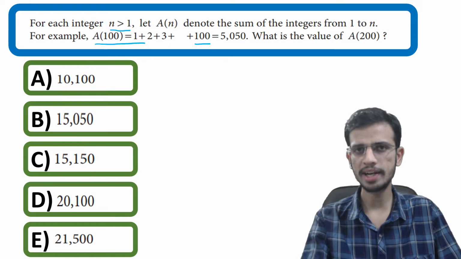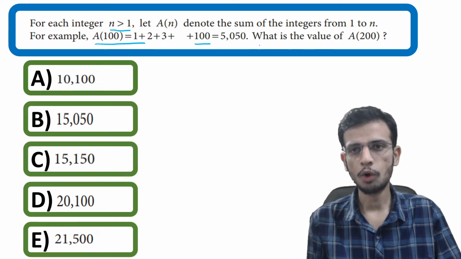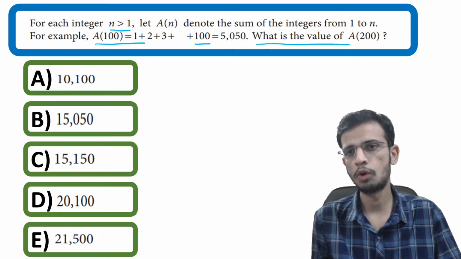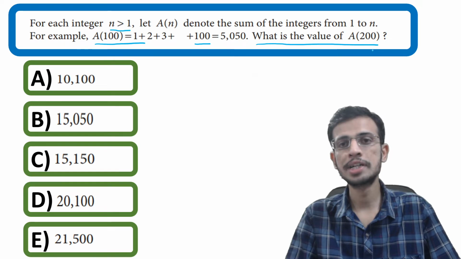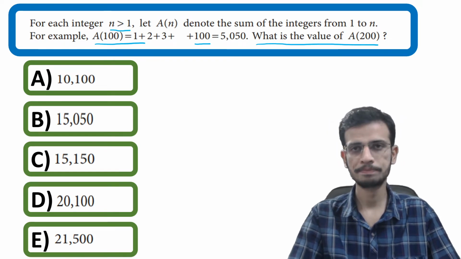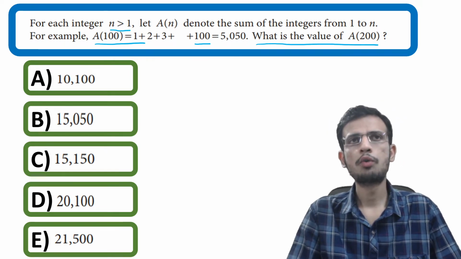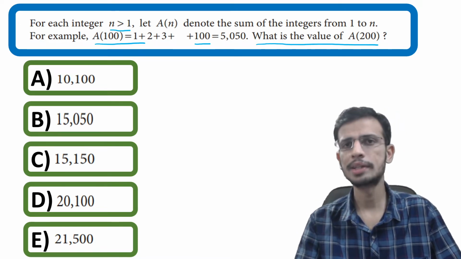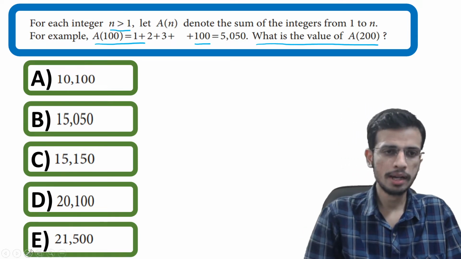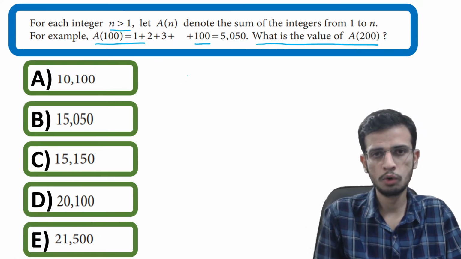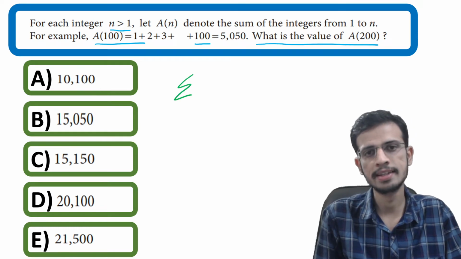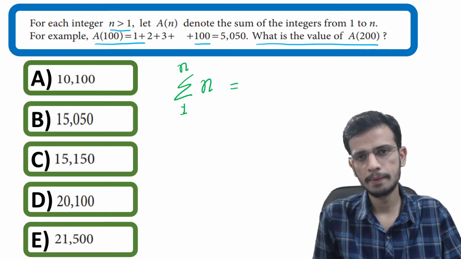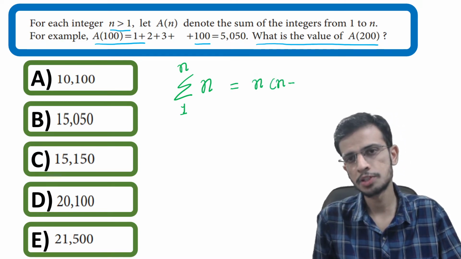We'll start from 1 itself. Then what is the value of A of 200? What will be the sum of the first 200 positive integers? Options are given to you. If you want to find the sum of the first n positive integers, there is one formula which we studied in our high school mathematics. You want to find the sum of the first n positive integers from 1 to n. Yes, this is the formula: n into n plus 1 divided by 2.